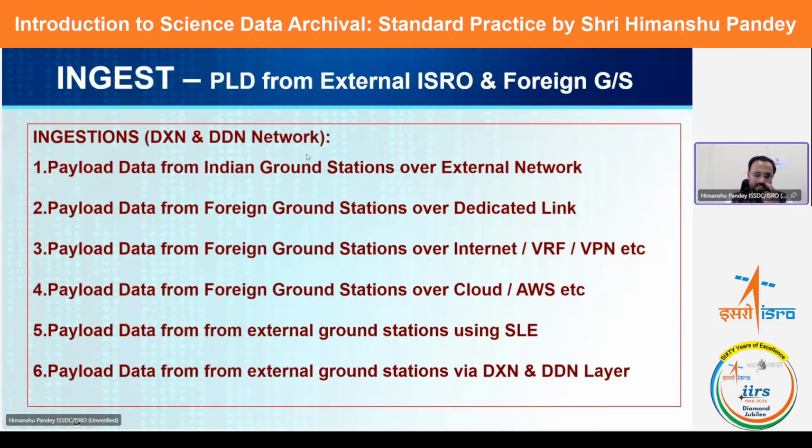So when we come to the DX and DB and ingestion, there are different types of ingestion. A little bit of data from Indian institutions over external networks. That means through the internet also I can receive from some of the Indian institutions from where I don't have a high bandwidth communication link. I can come through the internet or through some other channel like a VRF. Then some data from the foreign ground stations over internet, VRF or VPN links, and some data from the foreign ground stations over a cloud AWS type of channel, and get data from the external ground stations using a standard protocol called Space Link Extension. Then some data from external ground stations as well.